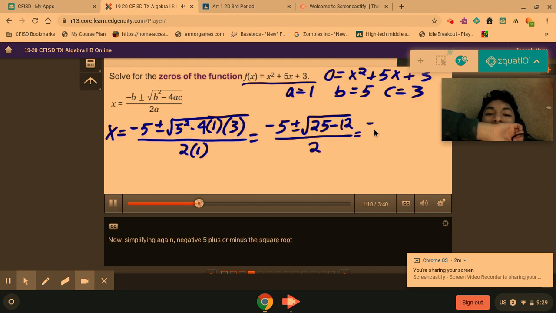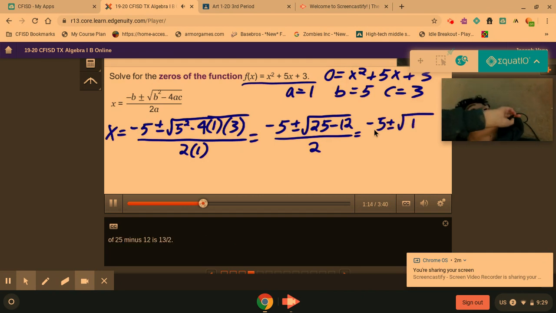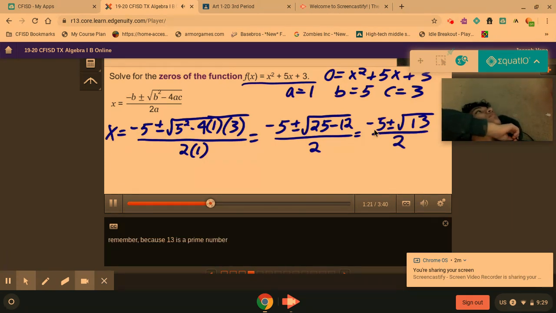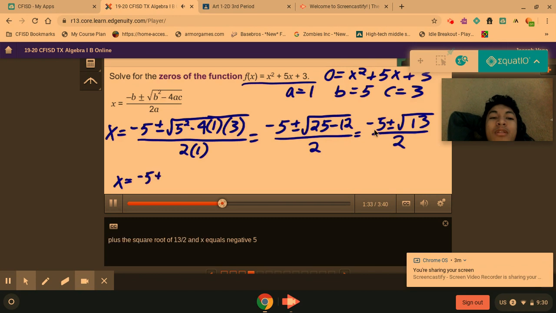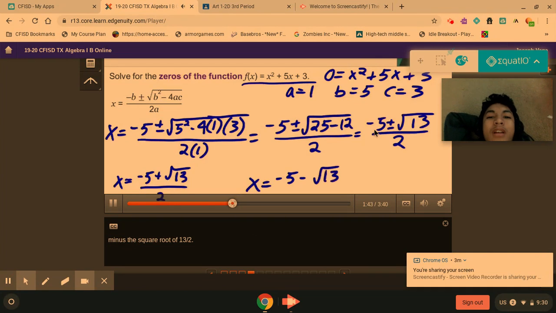Now, simplifying again, negative 5 plus or minus the square root of 25 minus 12 is 13 over 2. We can't factor the square root of 13, remember, because this 13 is a prime number and has no factors other than itself and 1. So we're going to actually come up with our two roots, or two zeros, of x equals negative 5 plus the square root of 13 over 2, and x equals negative 5 minus the square root of 13 over 2.